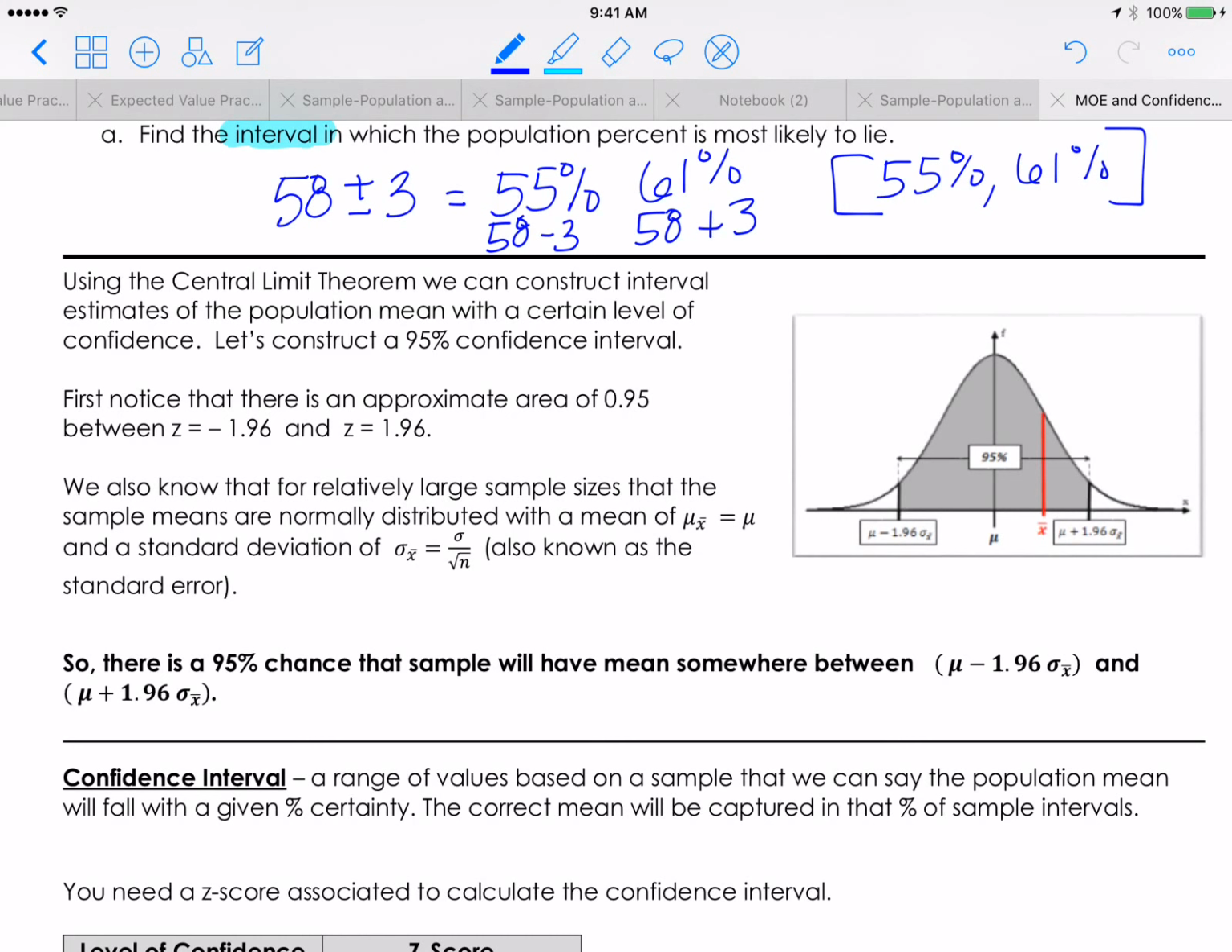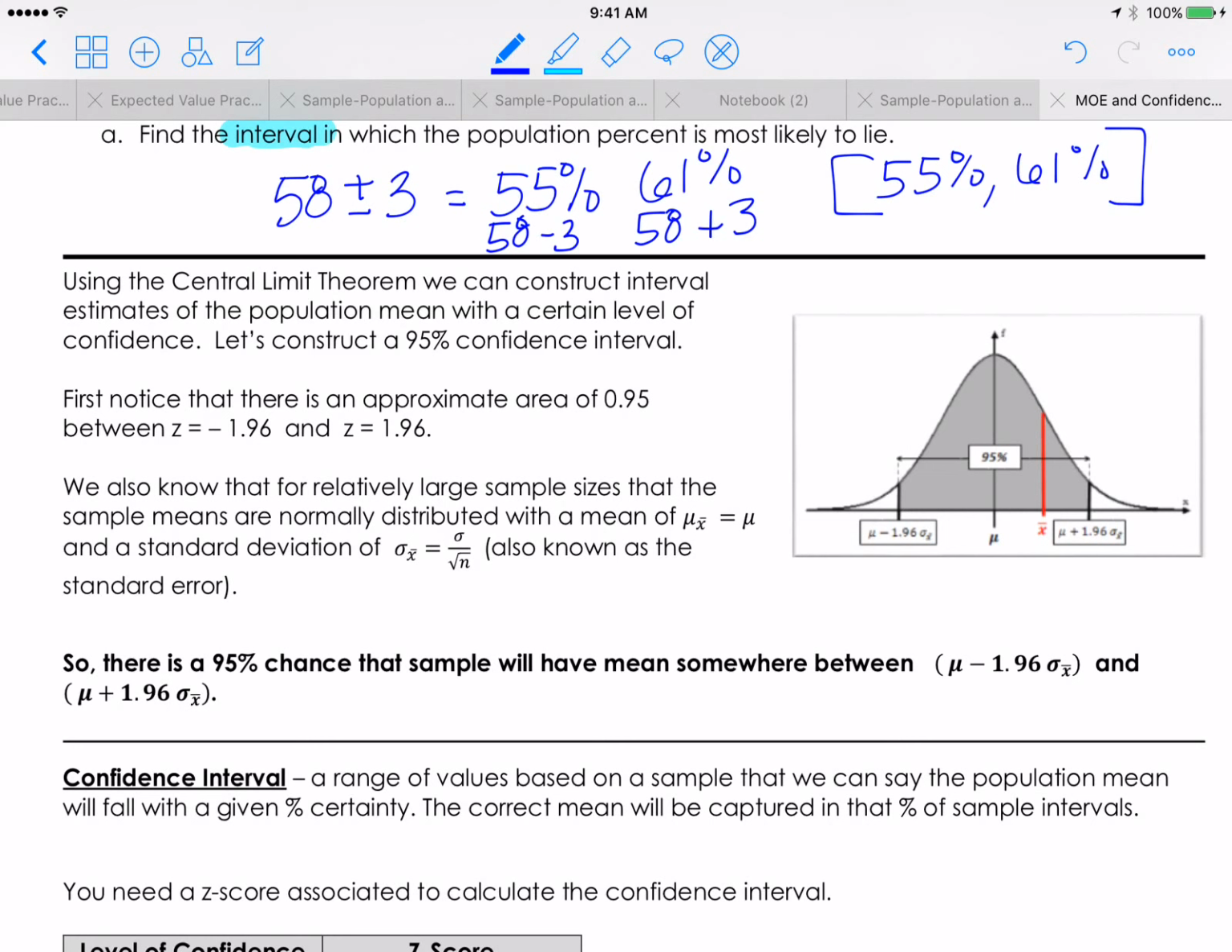Let's first look at a 95% confidence interval. Well, we know 95% falls into the first 2 standard deviations pretty much. But if you were to plug this into your calculator and find your z-score, remember when we have the area under the curve, we can do the inverse norm with that. You would see that it was not exactly 2, but it would be between negative 1.96 and positive 1.96. So then we can also know that when we have relatively large sample sizes, the sample means are normally distributed.